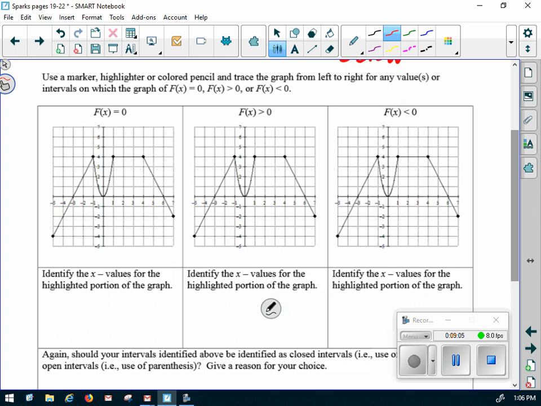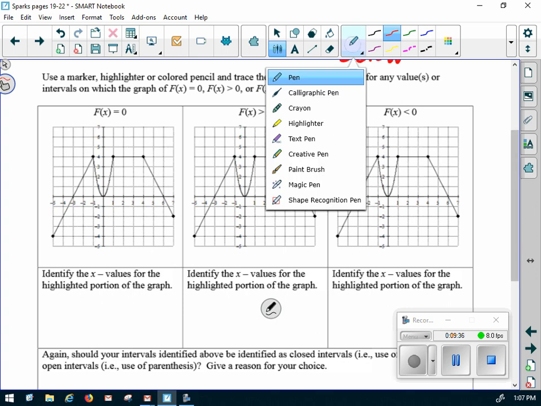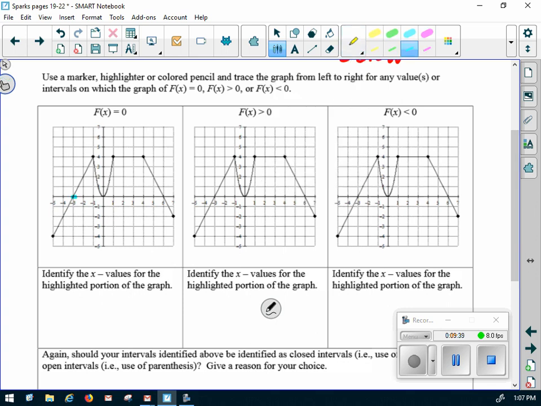What am I looking for again when f of x is equal to 0? Remember, I'm looking for when the y values are equal to 0. Remember, f of x is just another name for y. And when y equals 0, that means the point is on the x-axis. How many places make that true? 3 of them. So with your highlighter, 1, 2, 3.